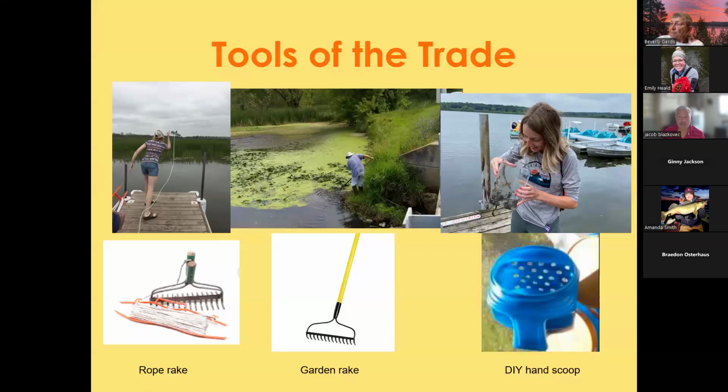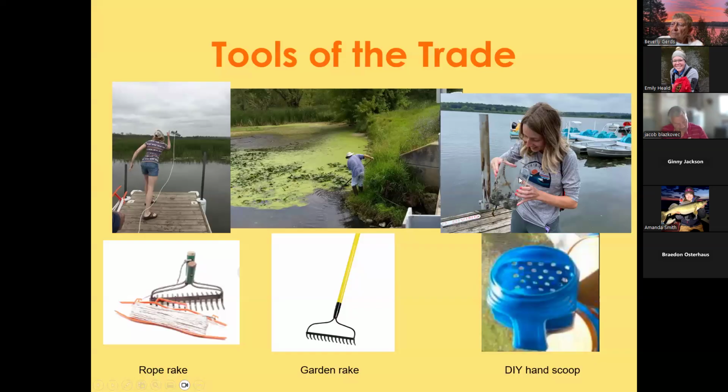Sometimes if rope rakes are not available, or if you want a little more control over what you're grabbing more immediately in front of you, a garden rake can be used to look at that vegetation. So when you registered for the event, we asked if you would like to bring a garden rake to use for that. And then finally, this is optional. Not all sites have it, but you have the option to create and bring one with you, is a hand scoop. So these are usually made out of old plastic coffee containers.